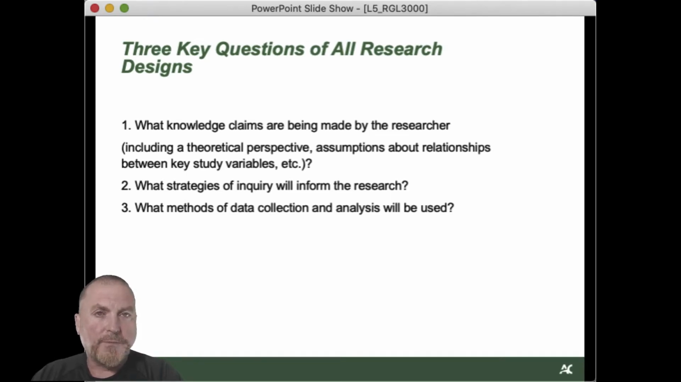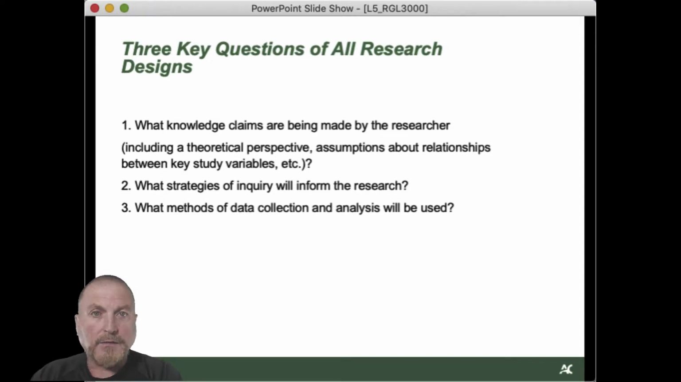What knowledge claims are being made by the research? In other words, what are we after and what are we going to find out if we follow this research design? Okay, what strategies of inquiry will inform the research? Where are we going to get the data? Who has it? How are we going to collect it? How are we going to analyze it? Do we need sign-offs? Do we need agreement from people to get the data because it's commercial data?